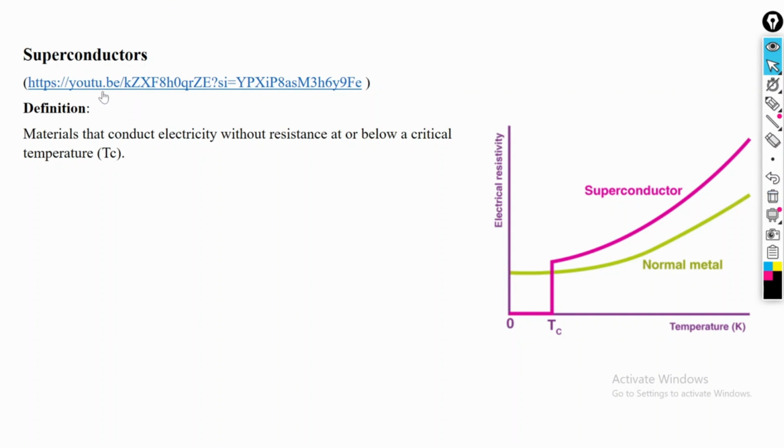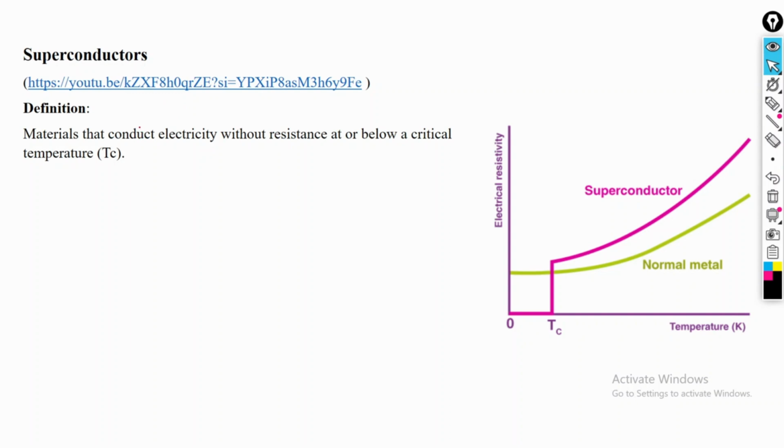Now we have the superconductor. A superconductor actually is a conductor. But as we know, if we decrease the temperature, the external temperature, the resistance will be lower.